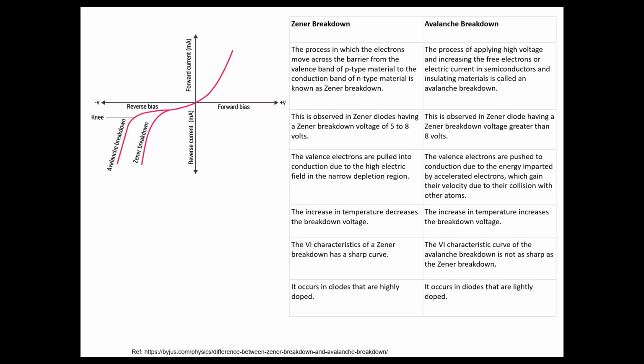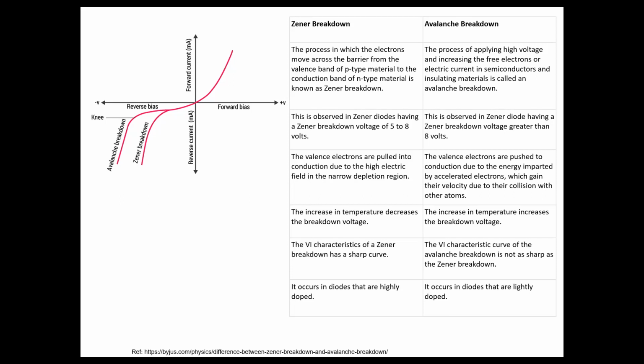Now this is avalanche breakdown. You can see it has a smoother curve compared to Zener breakdown. Zener breakdown happens at low voltage, and it has a rapid change compared to avalanche breakdown. Now we can compare these two types of breakdown. For example, in the voltage range of 5 to 8 volts we can expect Zener breakdown, and after that it's avalanche breakdown.